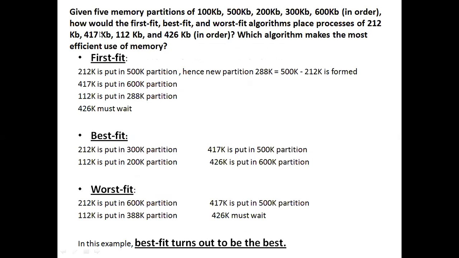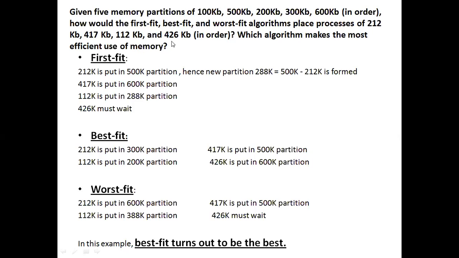Given five memory partitions, 100 kilobytes, 500 kilobytes, 200 kilobytes, 300 kilobytes, and 600 kilobytes in order. So you have a memory with variable partitions, with the partition sizes as mentioned here. How would the first fit, best fit, and worst fit place the processes of 212 kilobytes, 417 kilobytes, 112 kilobytes, and 426 kilobytes in order? Which algorithm makes the most efficient use of the memory?